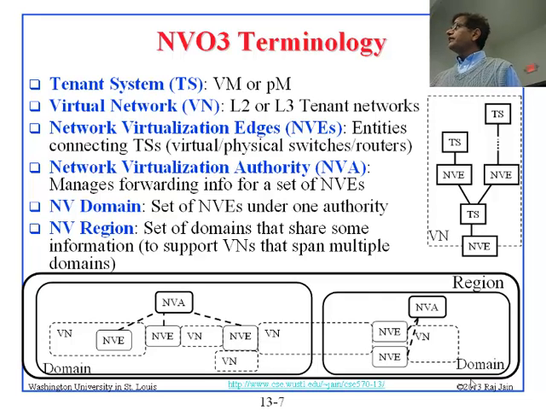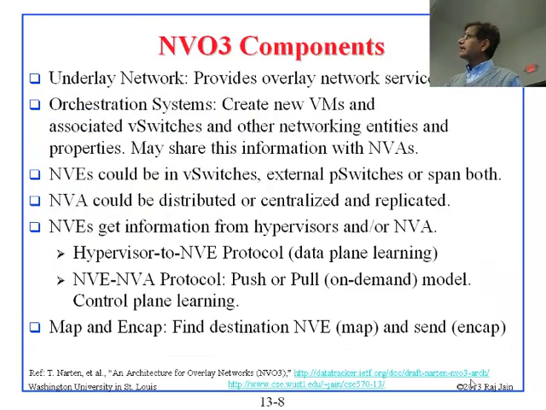Or it could ask the NVA, which is outside right here, the outside controller. That is what it says. NVEs get information from hypervisors and the NVA. They need a hypervisor-to-NVE protocol, and they need an NVE-to-NVA protocol. This is called data plane learning, and this is called control plane learning.